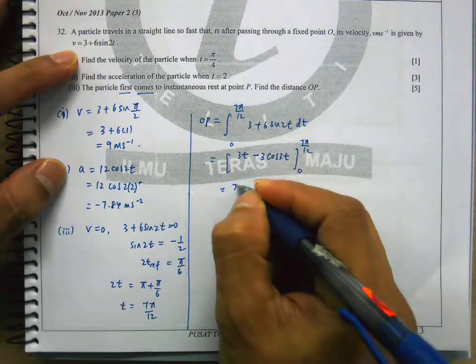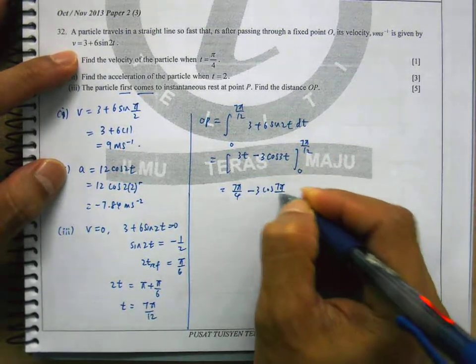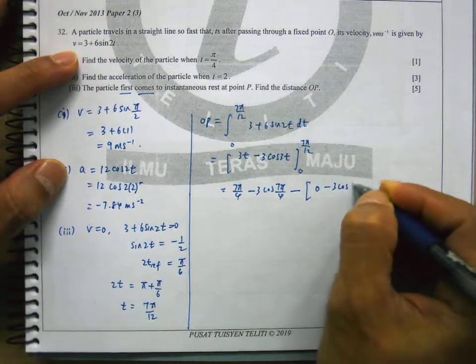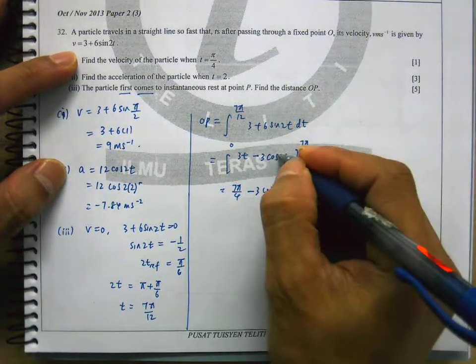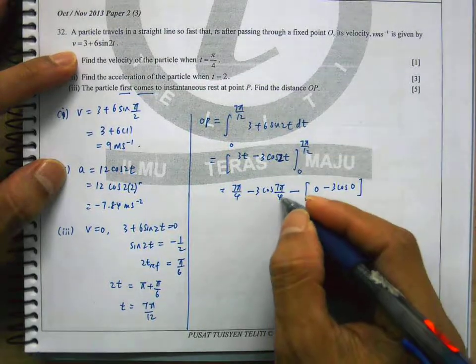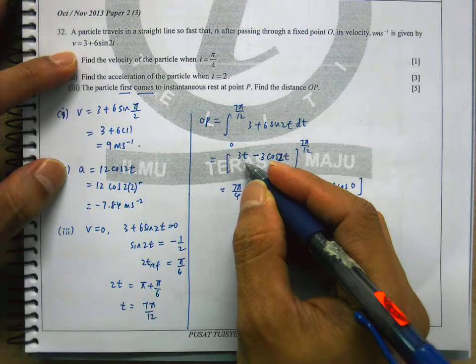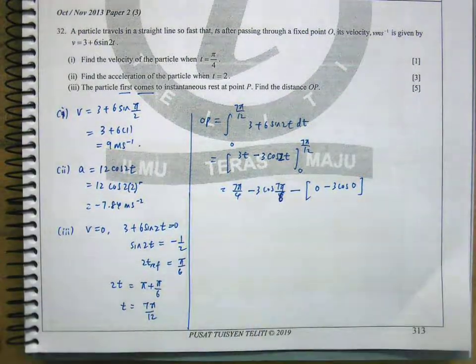This is 7 over 4 pi minus 3 cos 7 over 4 pi minus 0, 3. Is it 2t or 3t? Sine 2t, sorry, there's a 2 here. So that means this is 7 over 6. 7 over 6, right? This one is 3, right? This one is 2. So I think I wrote this wrongly. Okay, it's cos 7 over 6 pi. This one.